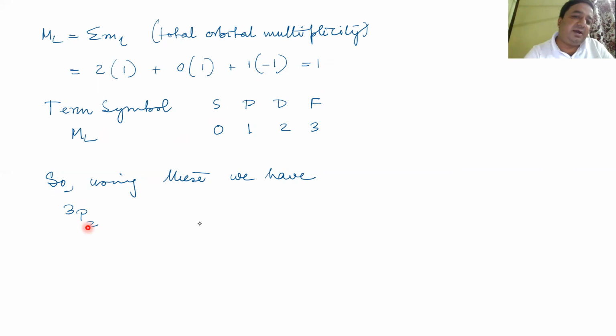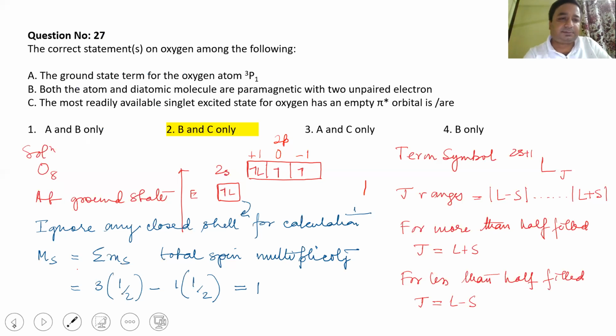So any option where we have A, we have to ignore. Option 1 is having A, option 3 is having A. So of these options, two are not correct. We have to choose from option 4 and option 2. We have to choose the answer. Let's see.